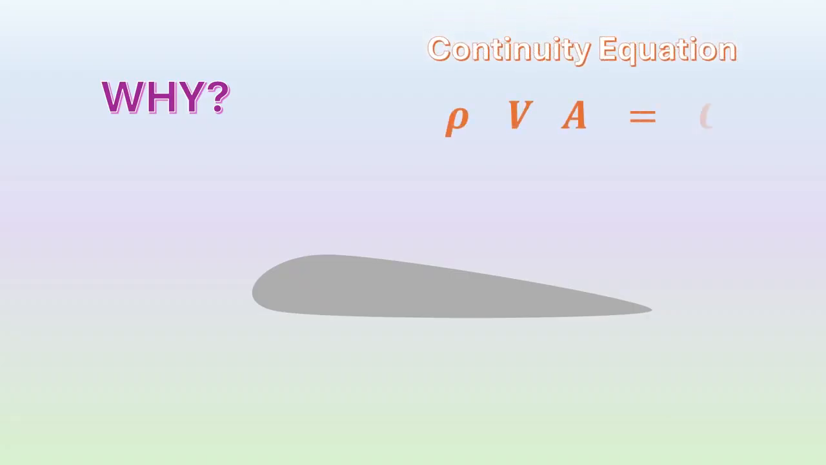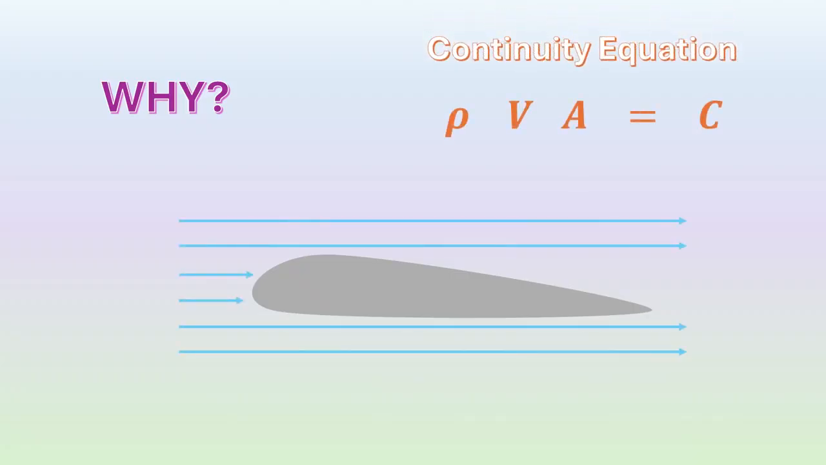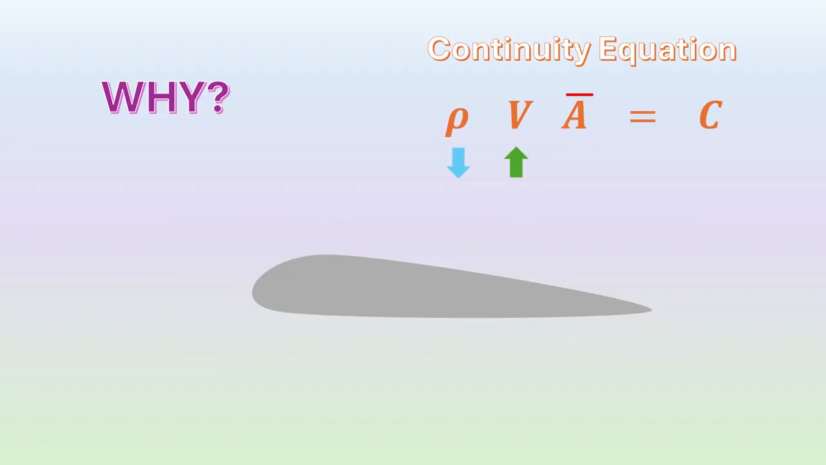First, there's the continuity principle. As air flows into the leading edge of the wing, some of it is temporarily blocked by the wing. This reduces the air density above the wing. According to the continuity equation, when the density of the air decreases, the speed must increase. You can think of this sudden drop in air density as creating a vacuum effect, which essentially sucks the air toward the trailing edge.